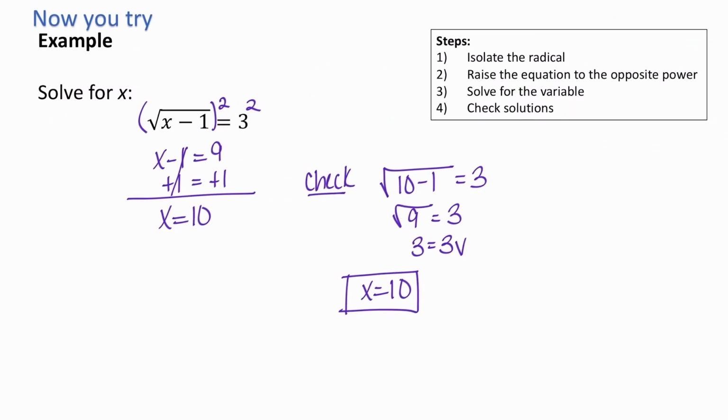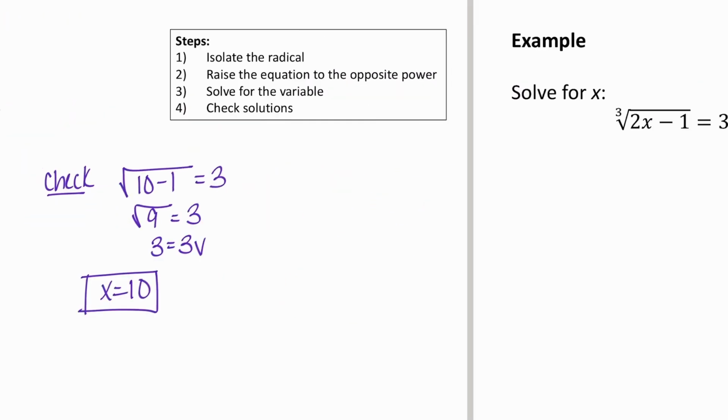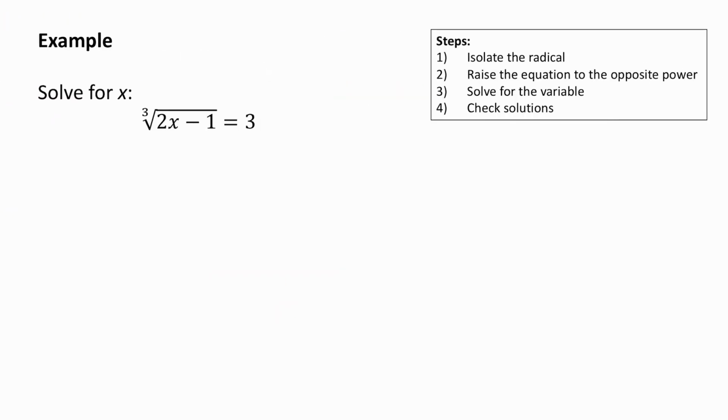So in this problem, once again, the radical is already isolated, so we're going to undo it by squaring both sides. When we solve for x, we get x equals 10, and when we plug it back into our equation, we do in fact find that this makes the equation true. So x equals 10 is the solution. Now let's try solving this problem.